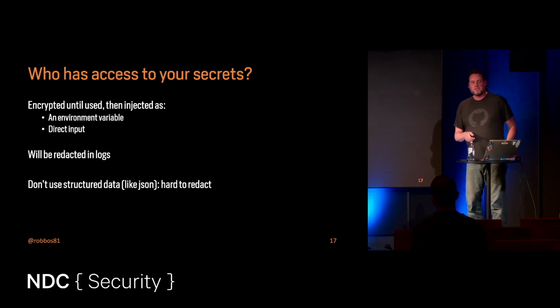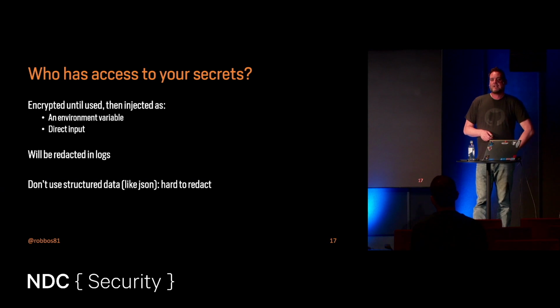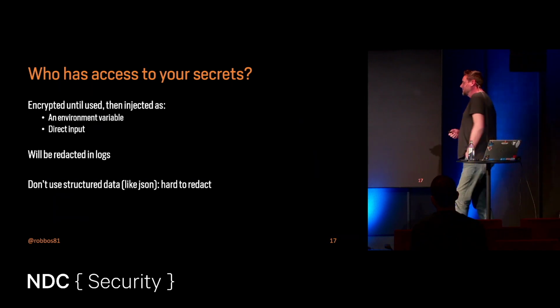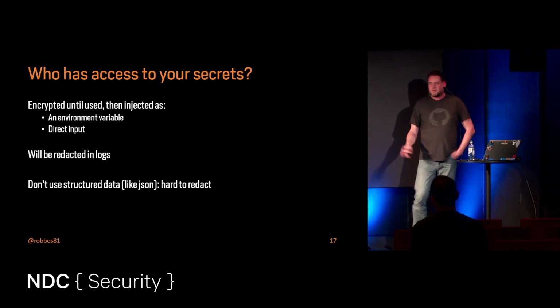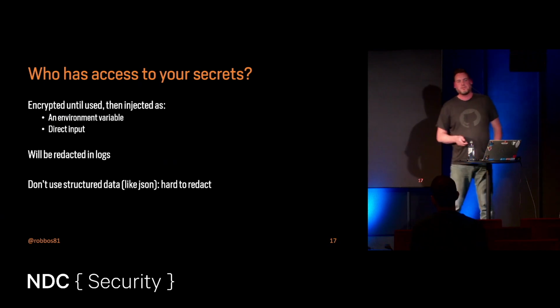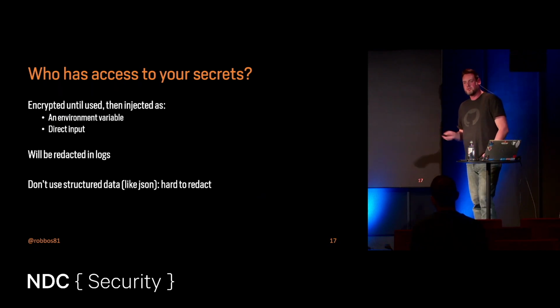GitHub tries to redact that secret value out of the logs. They use a regular expression there. And that means if you use structured data with spaces in there and curly braces and XML stuff, that's very hard to redact. So be very aware of what you input into those secrets. If it already has multi-lines, then you need to start thinking about it.